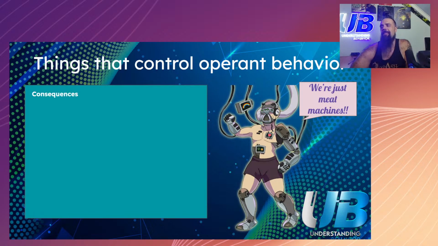So there's lots of different things that control operant behavior. We're going to just kind of list some of these off. We're not going to get too in depth on these because otherwise this would be a 12-hour lecture. We just don't have time for that today. But we're working on a course that does do that. It's going to have the 12-hour lecture that you really want. So I'm buckling down, trying to get it out as fast as possible for y'all.